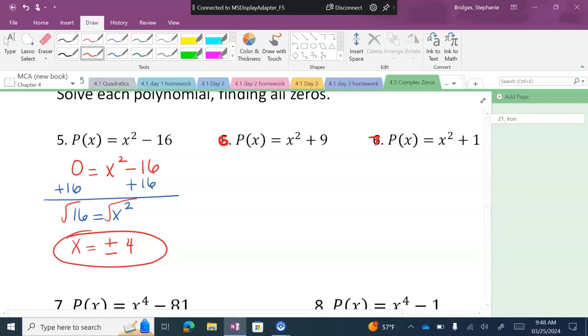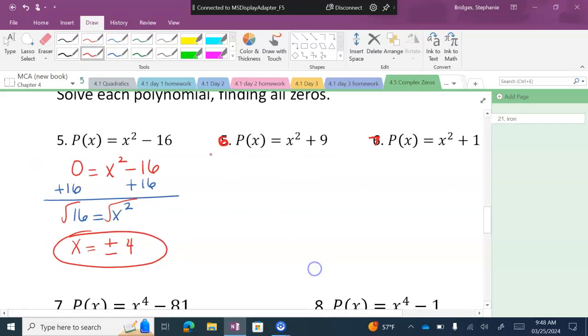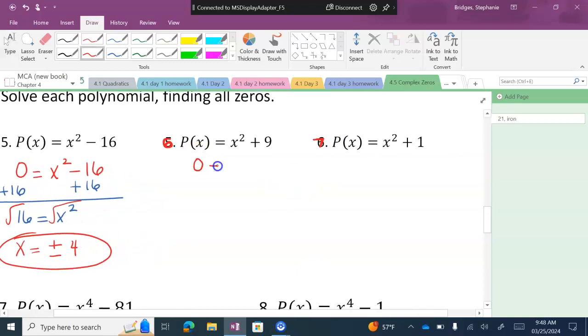P of x equals x squared plus 9. The very first thing we want to do is get rid of that P of x and put 0 in its place. And here's the issue I have: some people are going to look at this and break it down into x plus 3 and x minus 3. Does this one factor? No, because it's x squared plus 9. So we can't factor this one, and I don't want you to make the mistake of trying to do that.